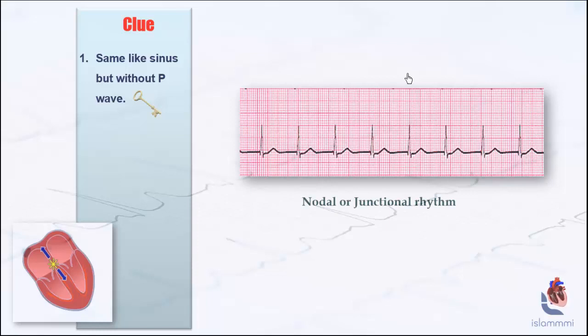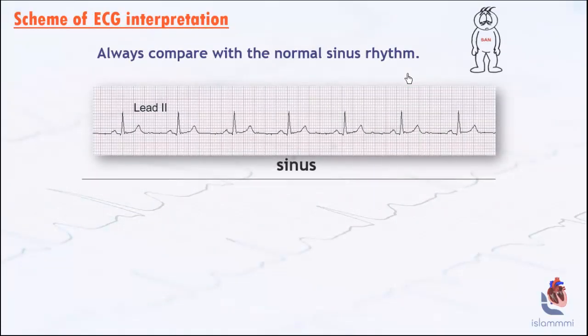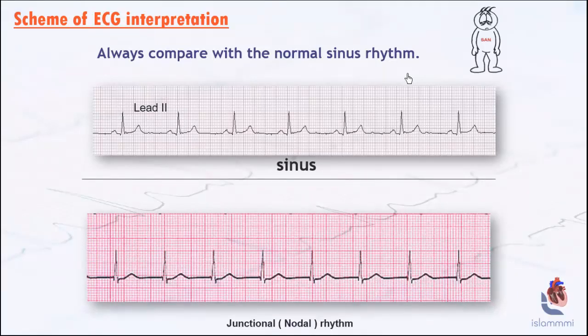So as I told you before, always compare with the normal. This is the normal with a very beautiful P wave, and here it is quite the same, but compare please between both strips. The first one is the sinus, you can see a clear P wave. The second one, no P wave. But it's exactly like the sinus, so we call this one nodal rhythm. This is the first case in which the P wave is absent.